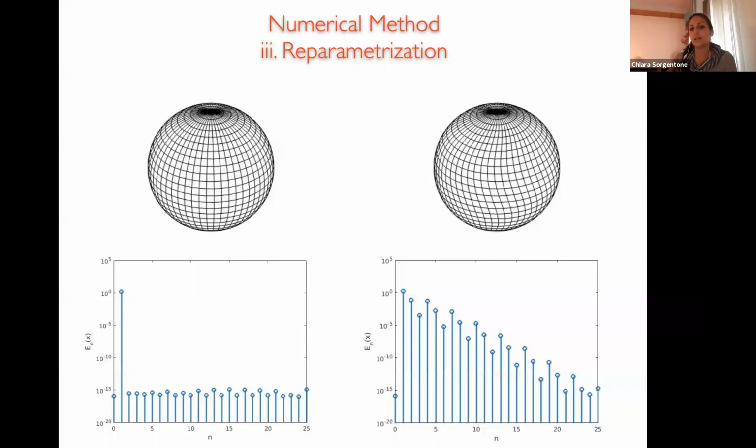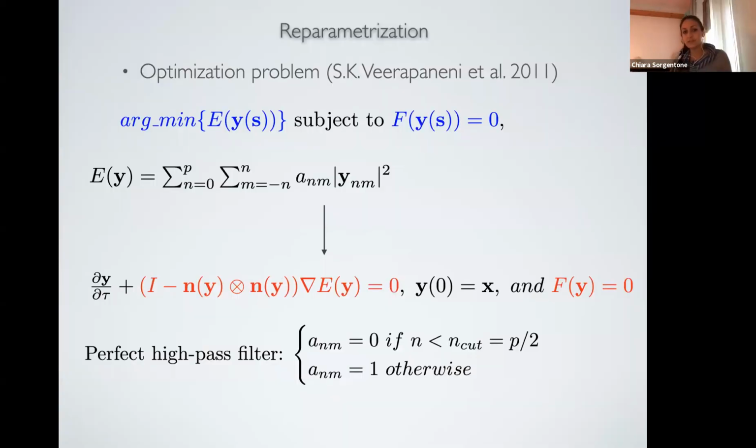So we would like some kind of procedure that, given the bad representation, bad in terms of spherical harmonic spectrum, will reparameterize the points in such a way as to obtain the spectrum that decays as fast as possible. So this is an optimization problem. And Veerapaneni studied this problem already in 2011 for vesicles. And he got a solution based on Lagrange multipliers.